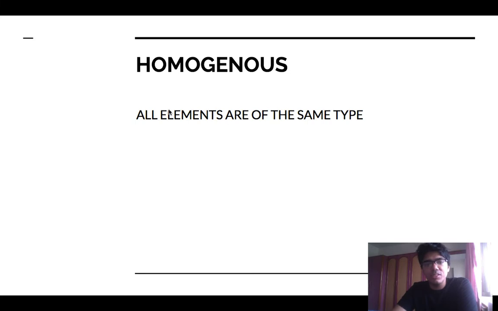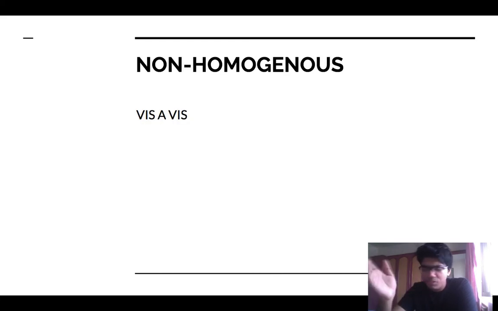Then there's homogeneous. All elements are of the same type, which is kind of like arrays. I mean, if you have a string array, all of the elements of the array are of the same type. So let's say you have an integer array: 1, 2, 3, 4, 5, 6, 7, 8, 9, 10. All of them are of the same type. Non-homogeneous, vis-a-vis, you've got integers, strings, everything in between.